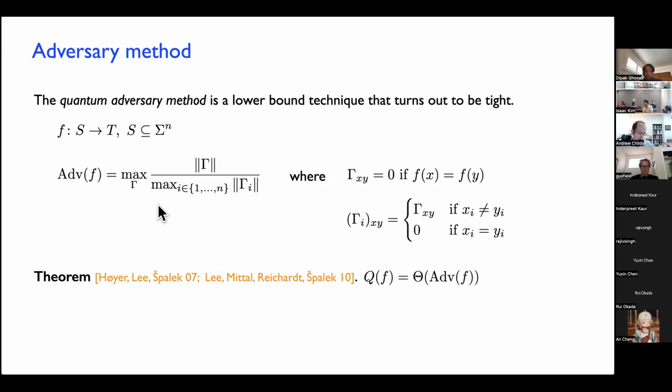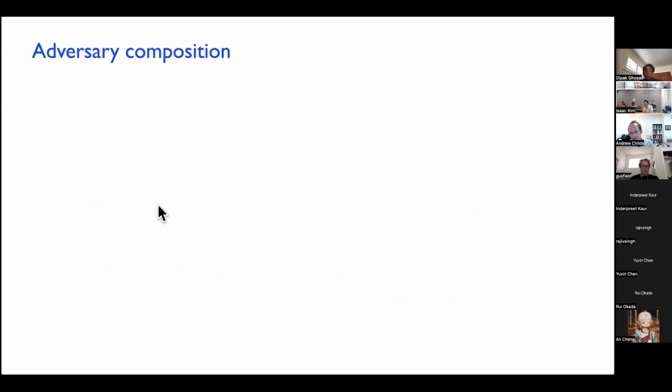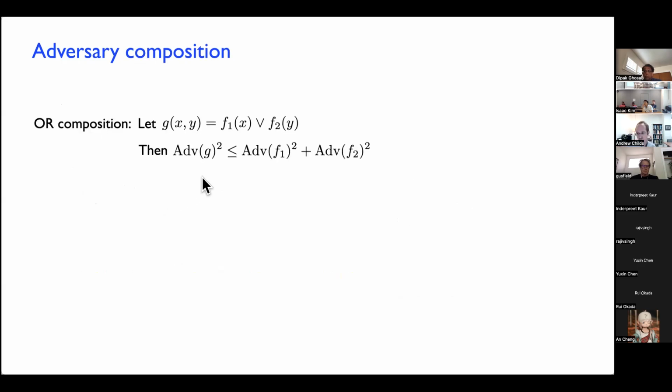Okay, the other main property that we're going to use is the nice composition properties of the adversary quantity. It turns out that this adversary quantity behaves well with respect to function composition, and this is basically what's going to allow us to get this square root of 2. In our quantum divide and conquer algorithms, in the examples that I show you, we're going to use two different kinds of composition.